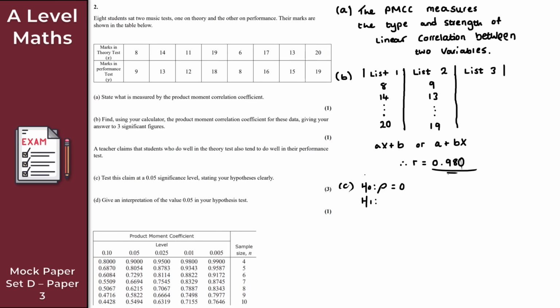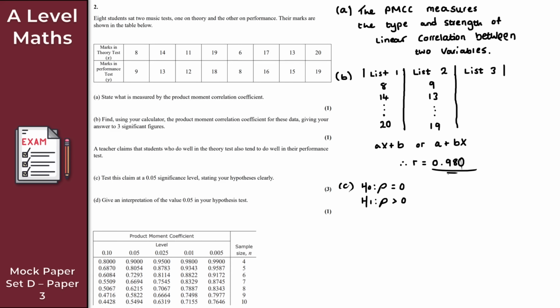And then for H1 here, we need to decide: it's either going to be greater than, less than, or not equal to 0. Now, if we're saying that students who do well in the theory test also do well in the performance test, then what we're saying here is that rho is strictly greater than 0. This would indicate positive correlation. If you do well in one, you're also going to do well in the other test. So that's our hypotheses stated clearly.